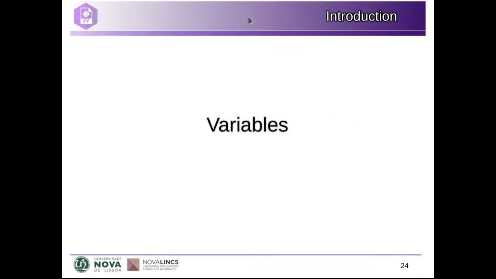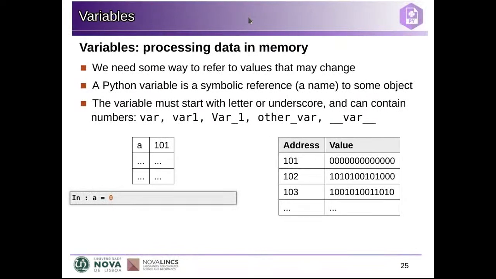Okay, so now we know how to use some values and how to do some operations with these values when we have functions available. But we also need to store values that can change. So we need variables in our program. The idea here is that a Python variable is a name, a symbolic reference to an object that is stored in memory. There are rules for these names, and so the variable, the name, must start with a letter or with an underscore, and then can contain letters, underscores, or numbers, but it cannot contain spaces.